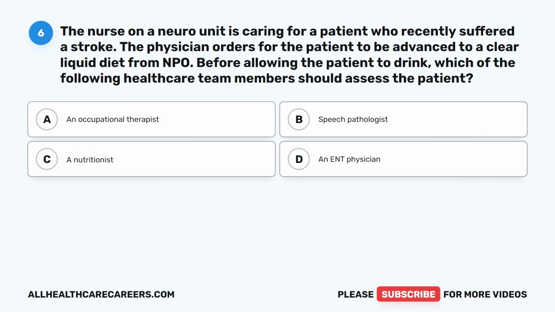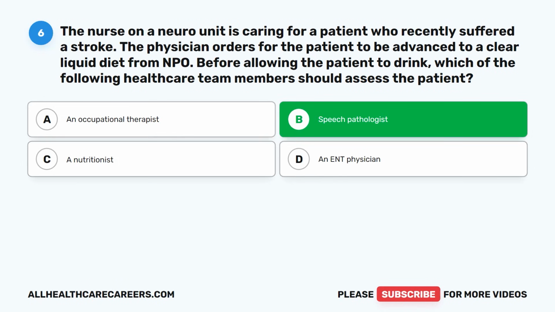A. An occupational therapist. B. Speech pathologist. C. A nutritionist. D. An ENT physician. The correct answer is B.